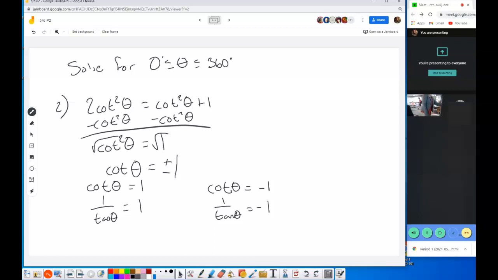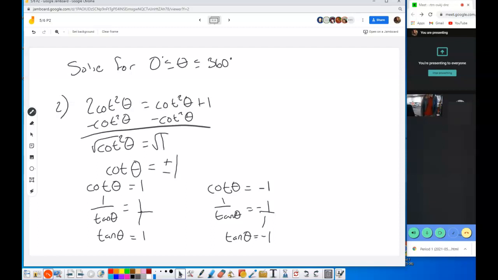Right. Caleb said it, reciprocal. So 1 is the same as 1 over 1. We can write over 1 for both of these. And we would take the reciprocal of both sides. So we get tangent of theta equals 1, and tangent of theta equals -1, if we flip both sides.